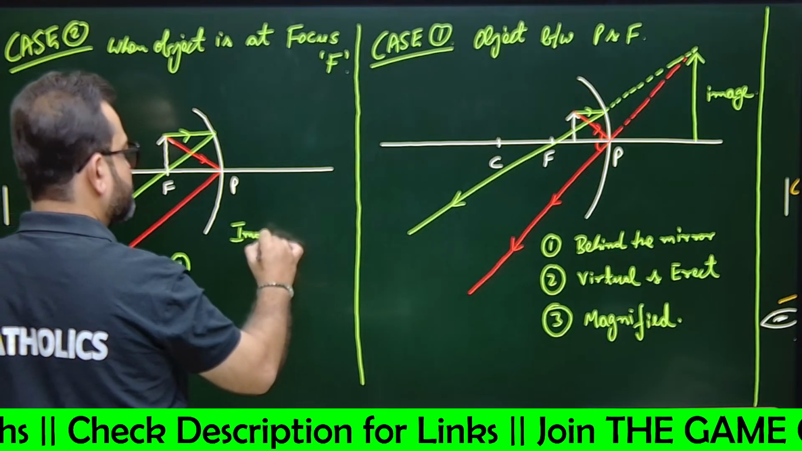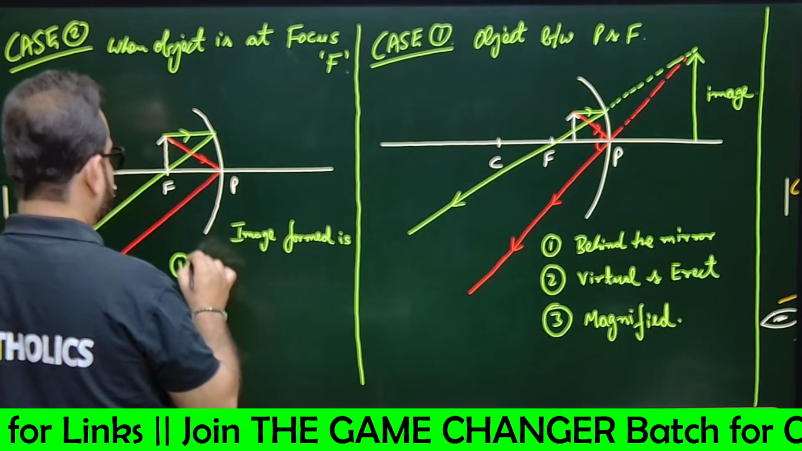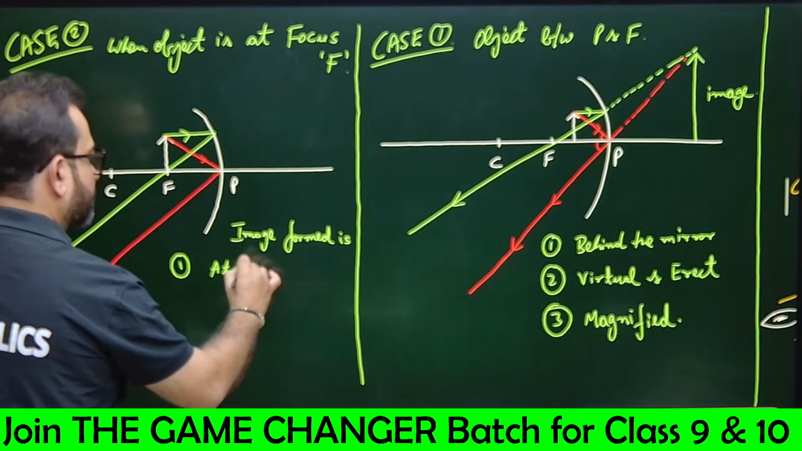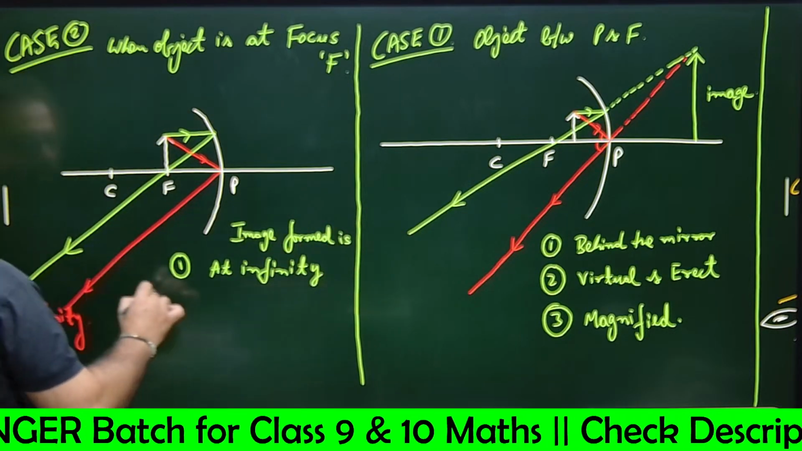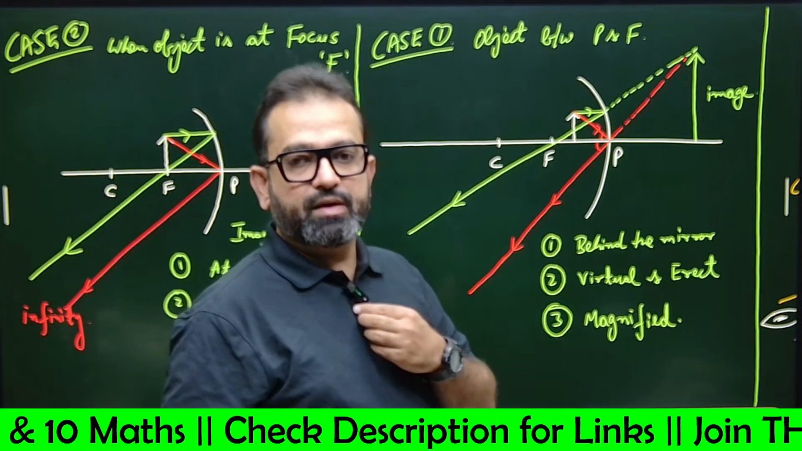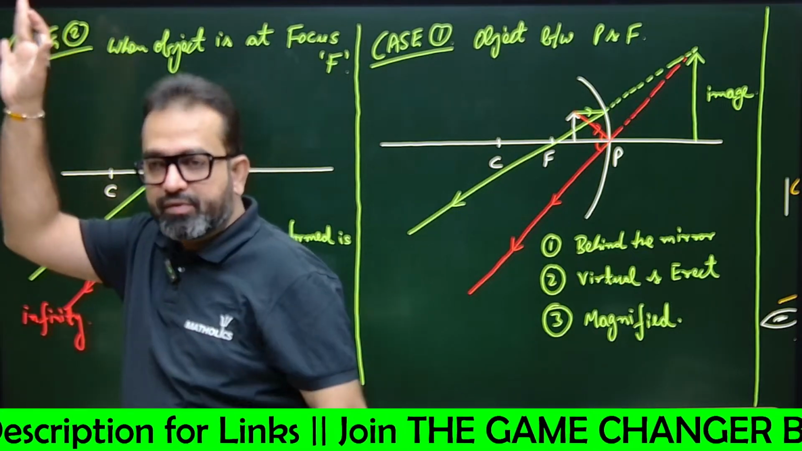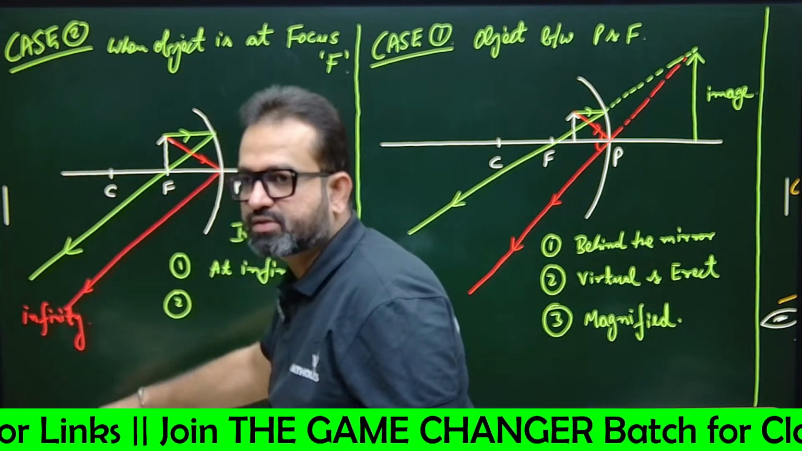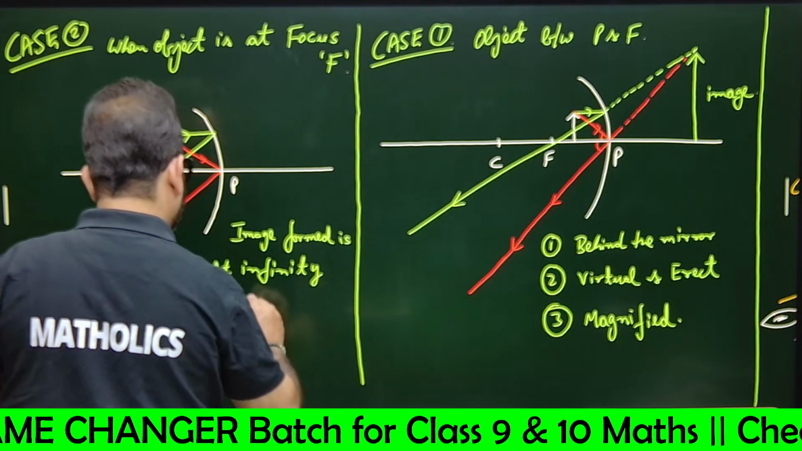Image formed is, first point, at infinity. Sorted. Infinity means very far away point. Point number two, it will be virtual or it will be real. Tell me, it will be real because they will intersect at infinity, and inverted on the downside of this axis. So we'll say real and inverted.